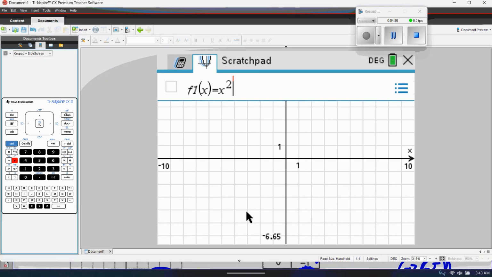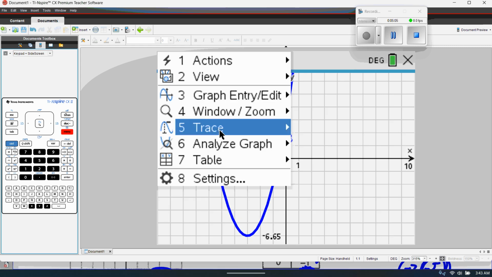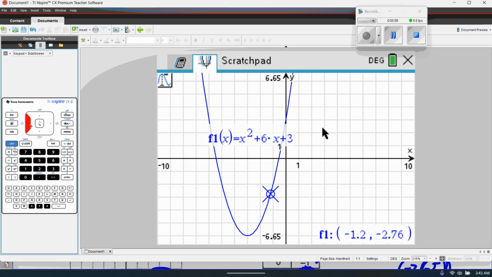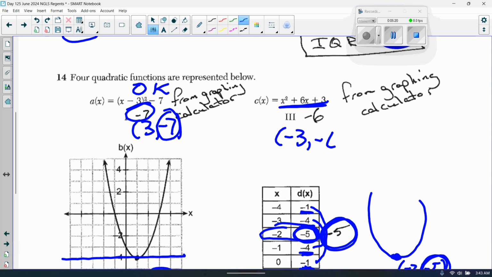Okay, man. X squared plus 6x plus 3. Now your go-to button is menu, trace, graph trace. How will we know when we get to the minimum? Because it will literally yell at us, there's a minimum. Ta-da! So our minimum is at -3, -6. So let's write that down, -3, -6.